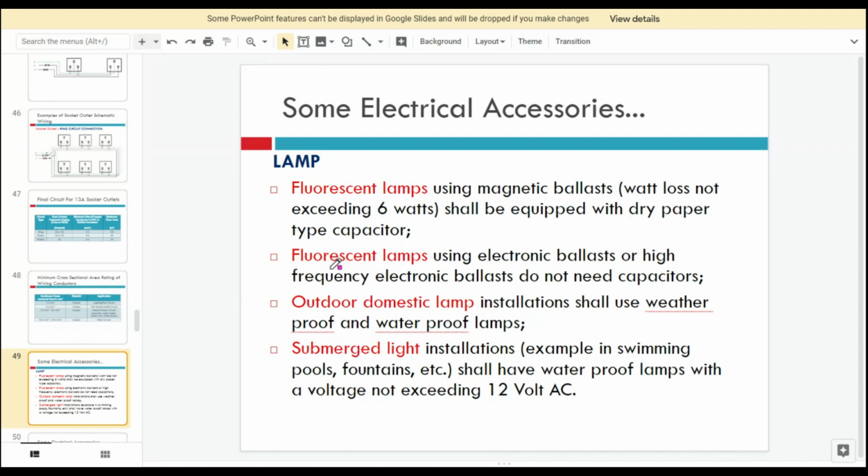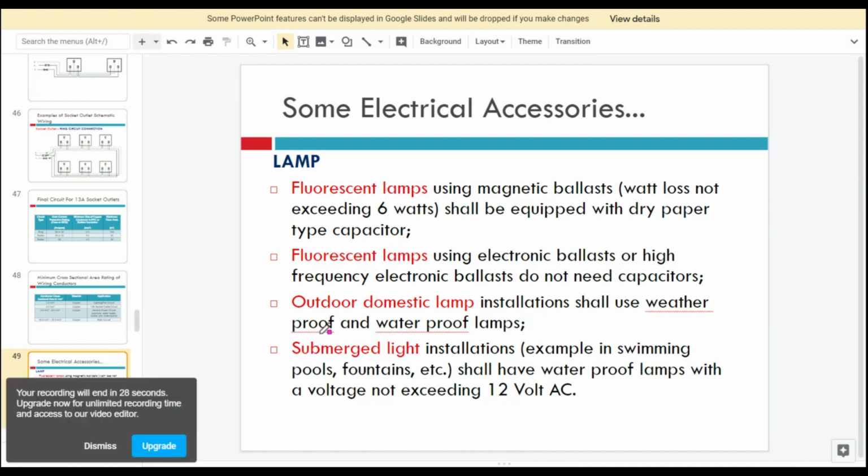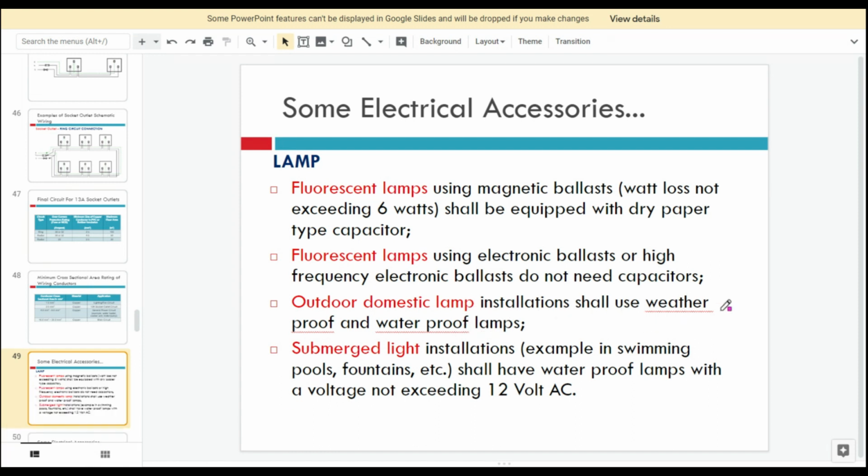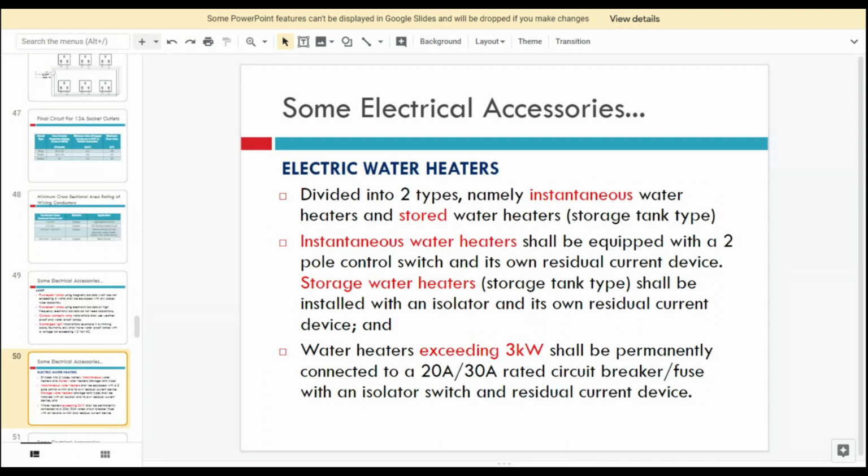And then if we have the fluorescent lamp using electronic ballast, this is more efficient, or the high frequency electronic ballast. So there is no need to use capacitors. And then we also have the outdoor domestic lamp installations, which shall use weatherproof and waterproof lamps. And then we have the submerged light installations. For instance, swimming pool fountains shall have waterproof lamps with a voltage not exceeding 12 volt AC.